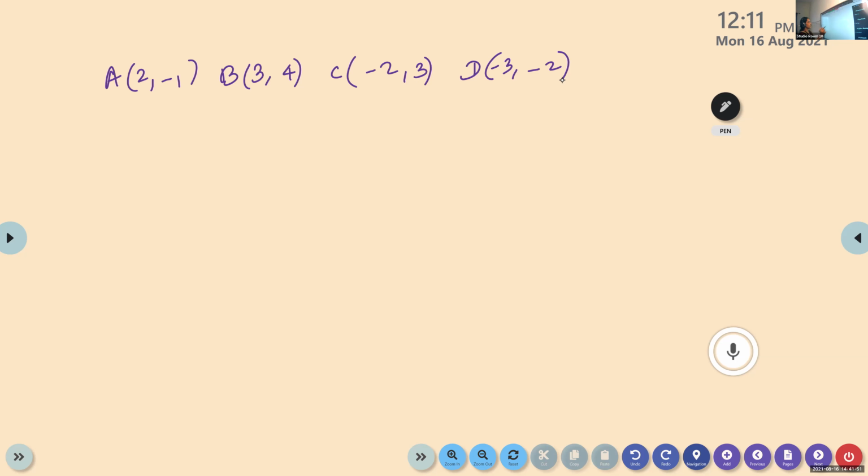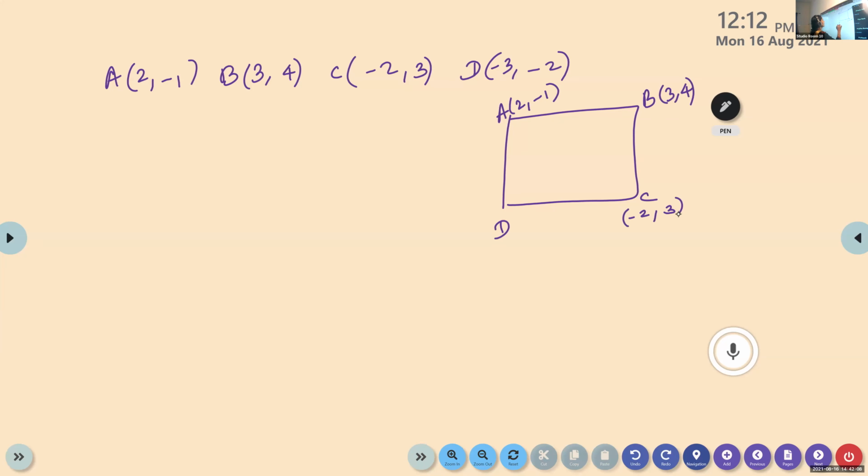Okay, so 4 vertices are given: A, B, C, D. A is the vertex (2, -1). B is the vertex (3, 4). C is the vertex (-2, 3). And D is (-3, -2). We have to prove it forms a rhombus, but not a square.